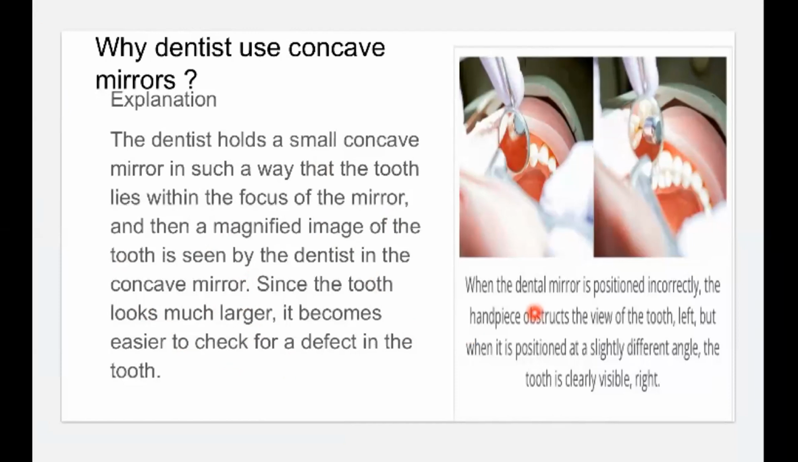So what exactly a dentist does is, when the dental mirror is positioned inaccurately, the handpiece obstructs the view of the tooth. But when it is positioned at a slightly different angle, the tooth is clearly visible. Now you can see two views over here. If the mirror is held at a particular angle, the tooth is not visible properly. But if the holding angle is changed slightly, you get a nice view of the tooth that needs to be repaired.